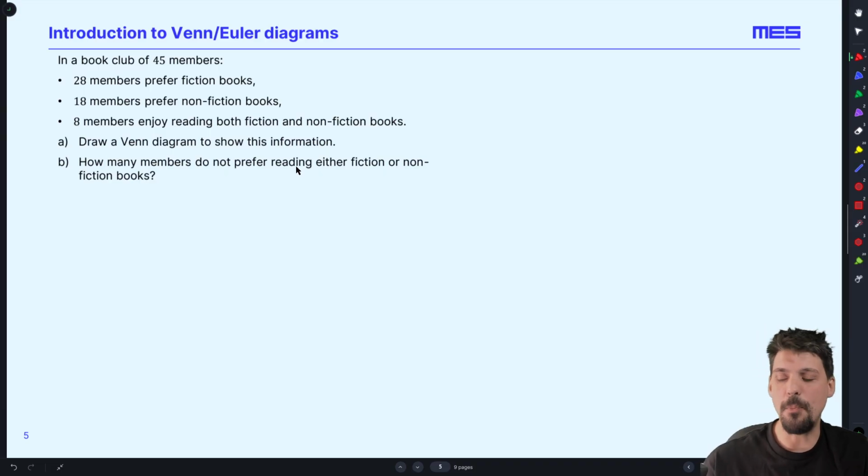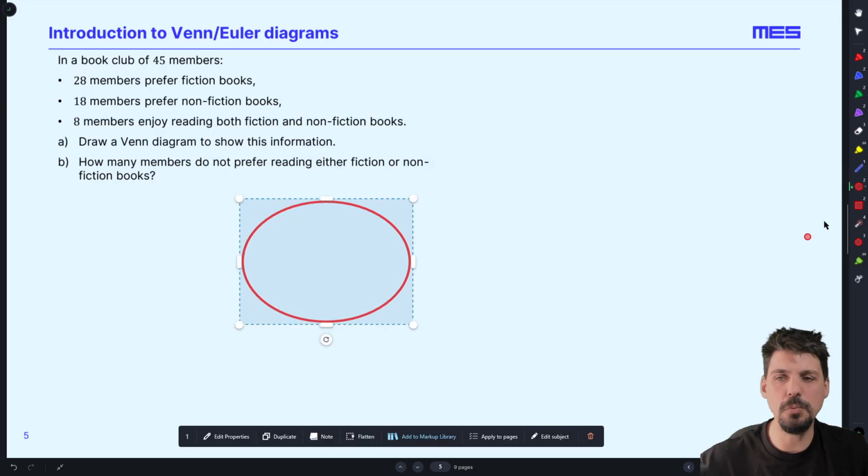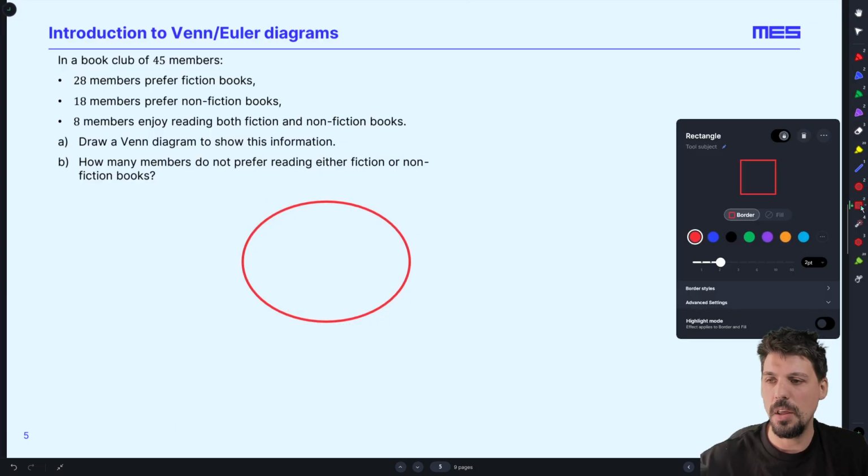Now let's set up a Venn diagram for ourselves from some information that we've been given. So we've got a book club. People prefer fiction books or non-fiction books. Let's set up a Venn diagram. You won't always have to put a big box around it. Now we can go for one circle. We'll call that fiction.